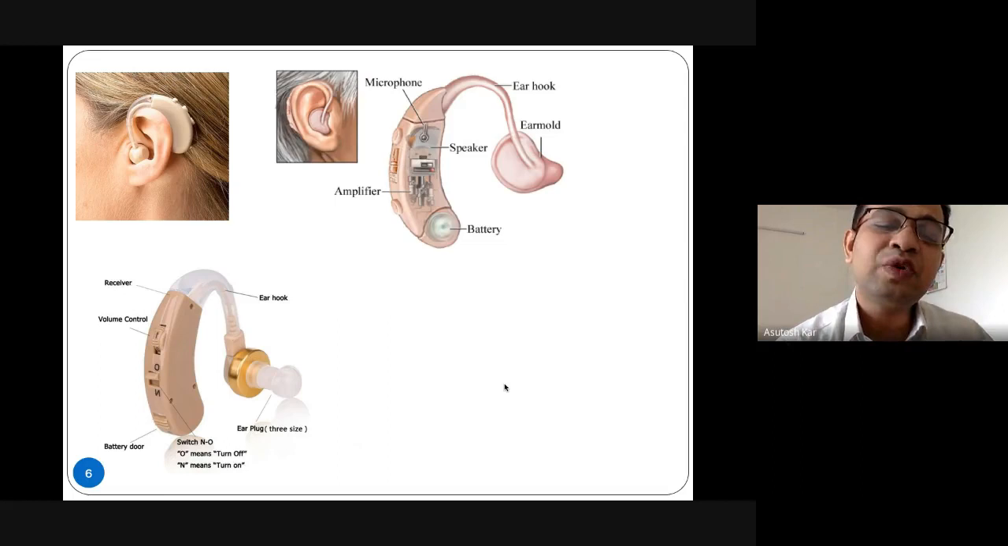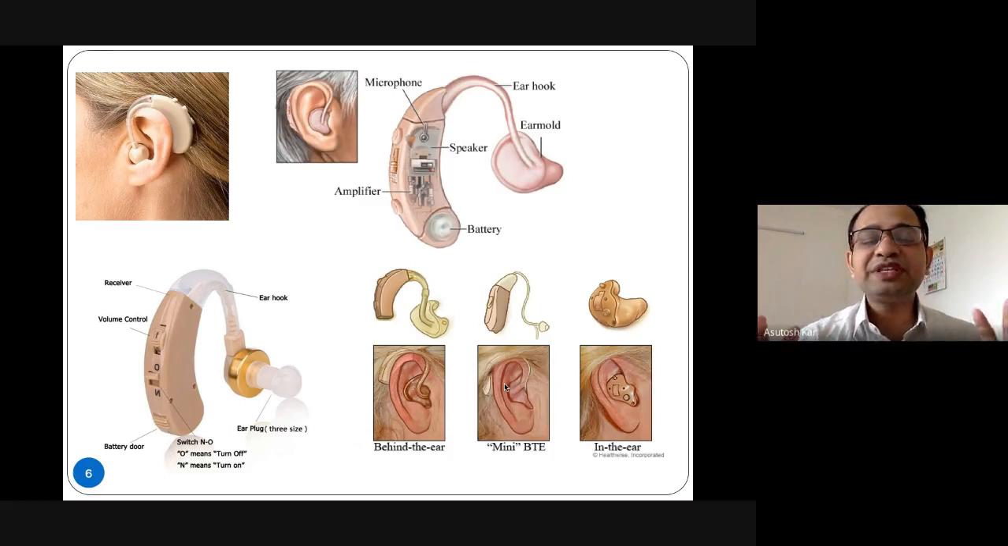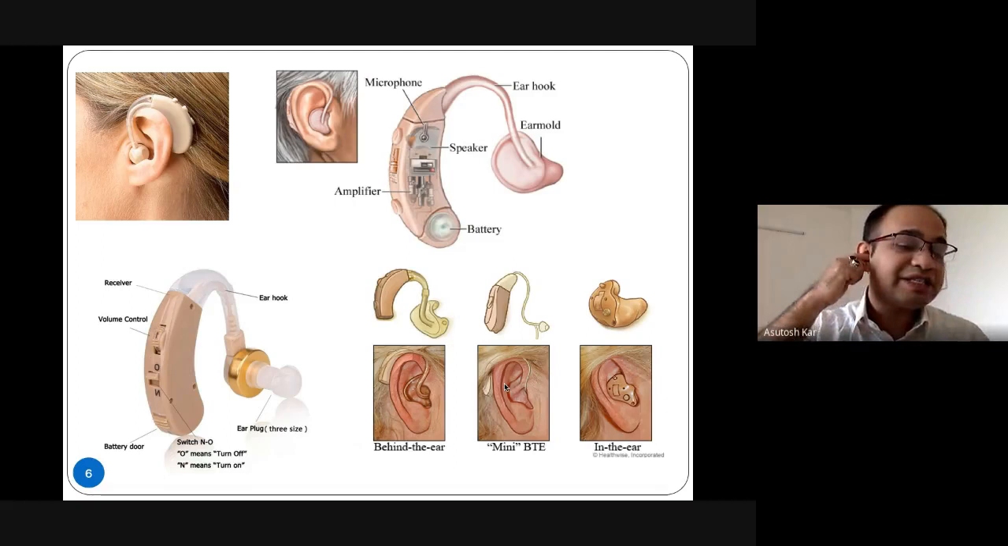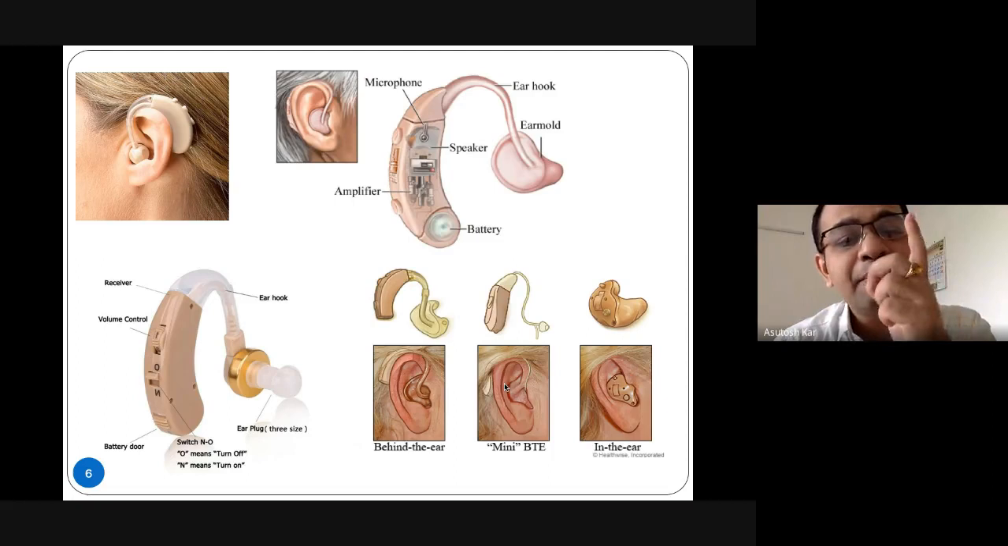Let me go to the next. You see, these are the three very basic hearing aids which are quite famous all over the world. One is BTE. B means behind, T means the, E means ear. Behind the ear hearing aid. It is behind the ear, and this thing goes to the ear canal, which loudly produces the sound that it receives from the microphone. One is mini BTE.